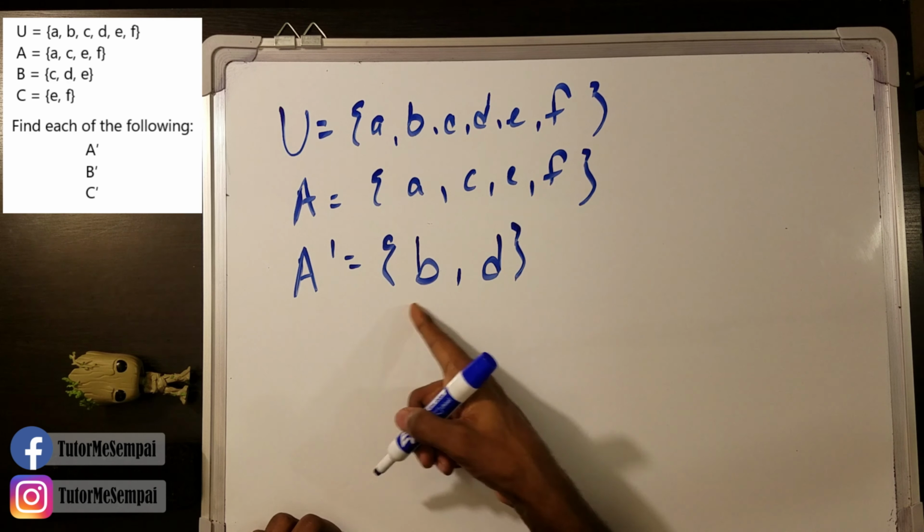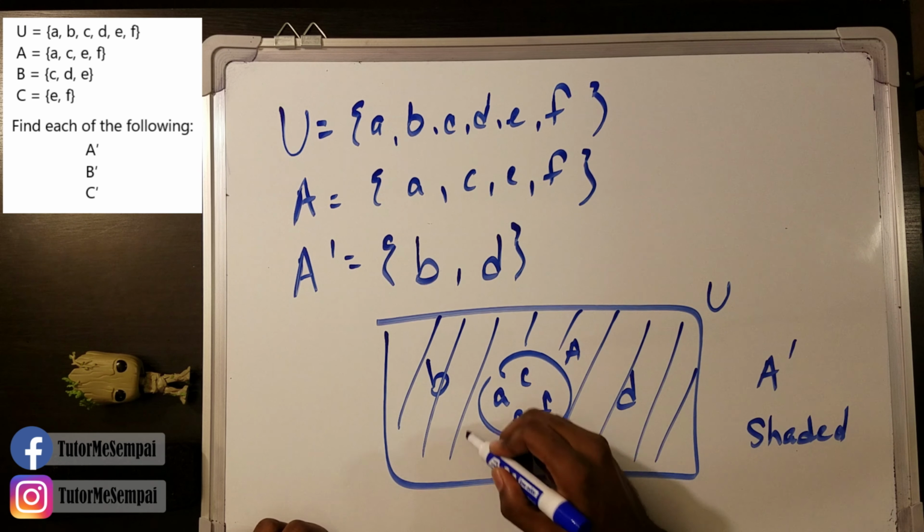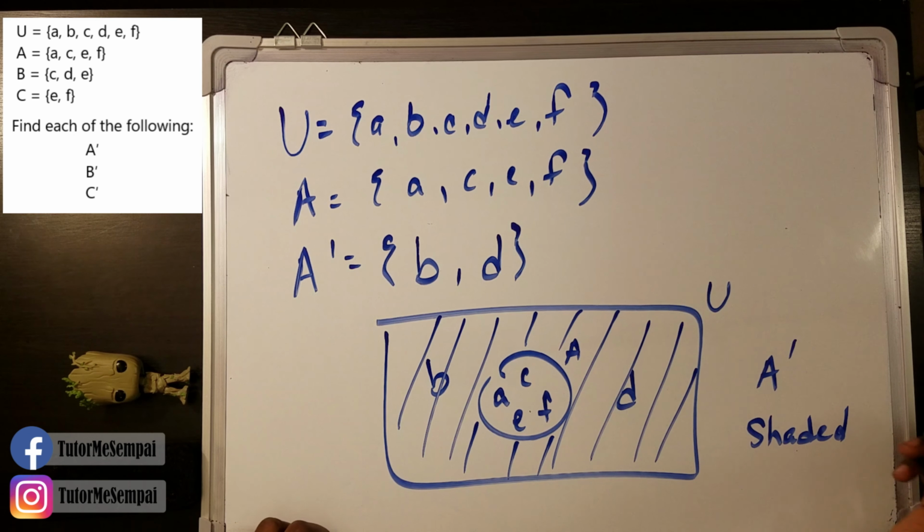So if we were to draw this out with our Venn diagram, we would have A, C, E, F, and we would have B and D out in our universal set, and A complement shaded is simply going to be B and D. So that is A complement.